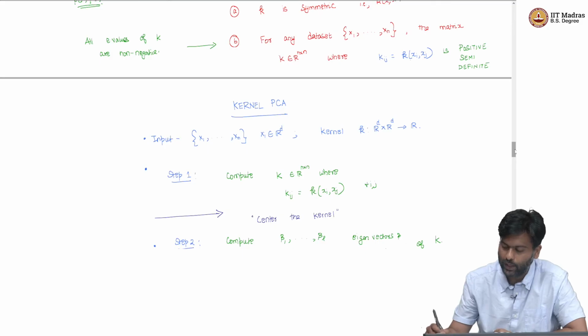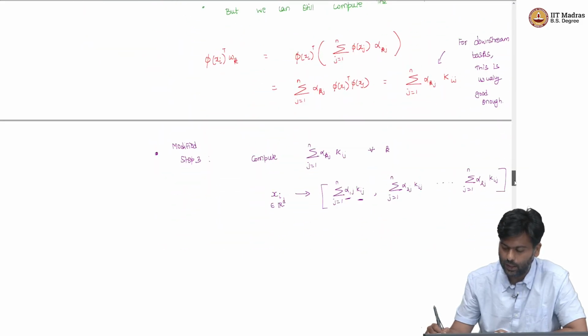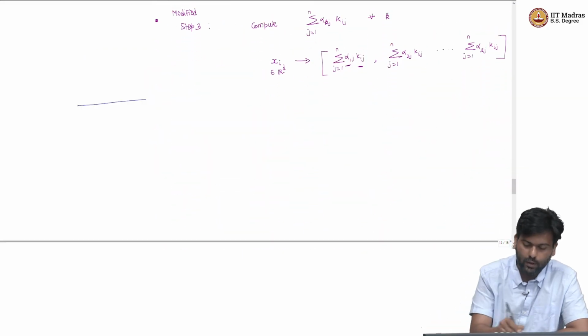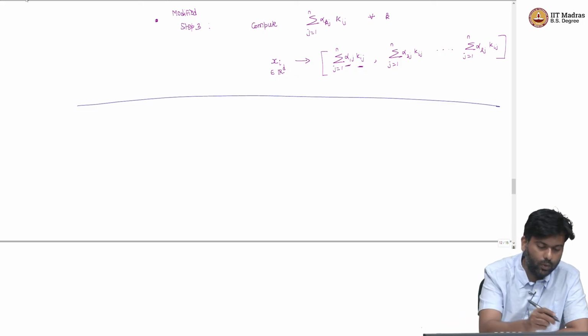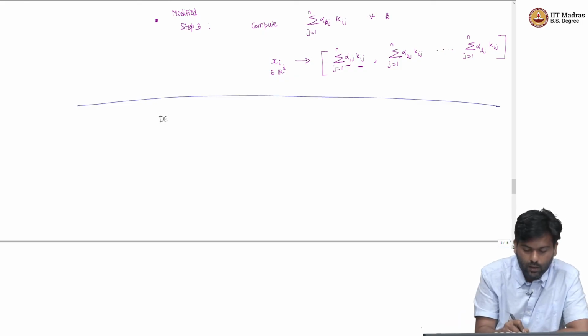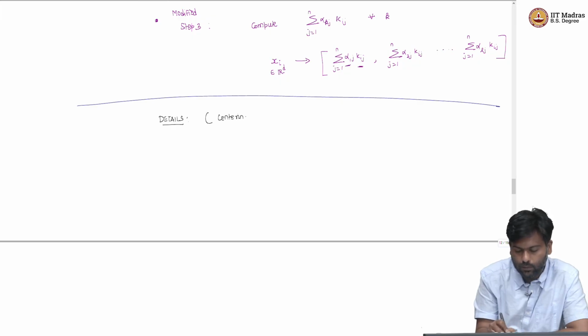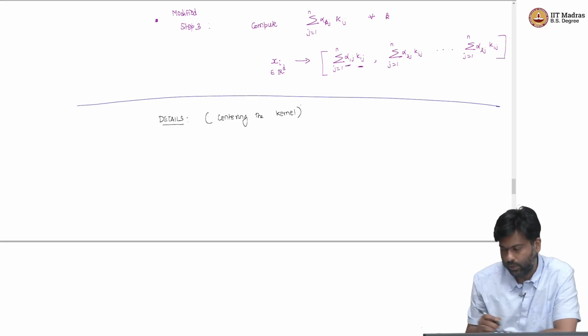I will just give the details, but these are just details, and for the sake of completeness I am going to give these, that you can indeed center the kernels, right. So, these are details: how to center the kernel. The good news is that you can center a kernel without explicitly computing phi, right. That is the most important news perhaps.